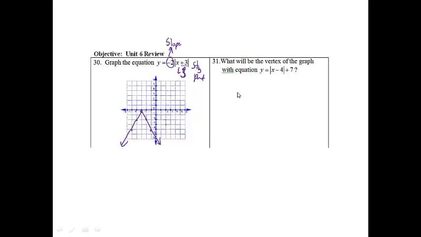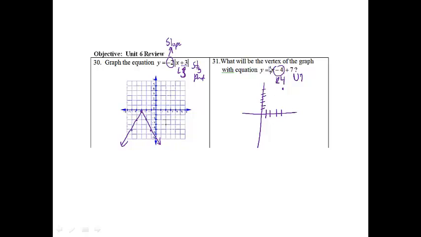All right, number 31. What will be the vertex of the graph with equation y = -|x - 4| + 7? Okay, I strongly suggest graphing it first. Because of the -4 inside, I'm going to have to go to the right 4, and then the plus 7 on the outside is going to get me to go up 7.